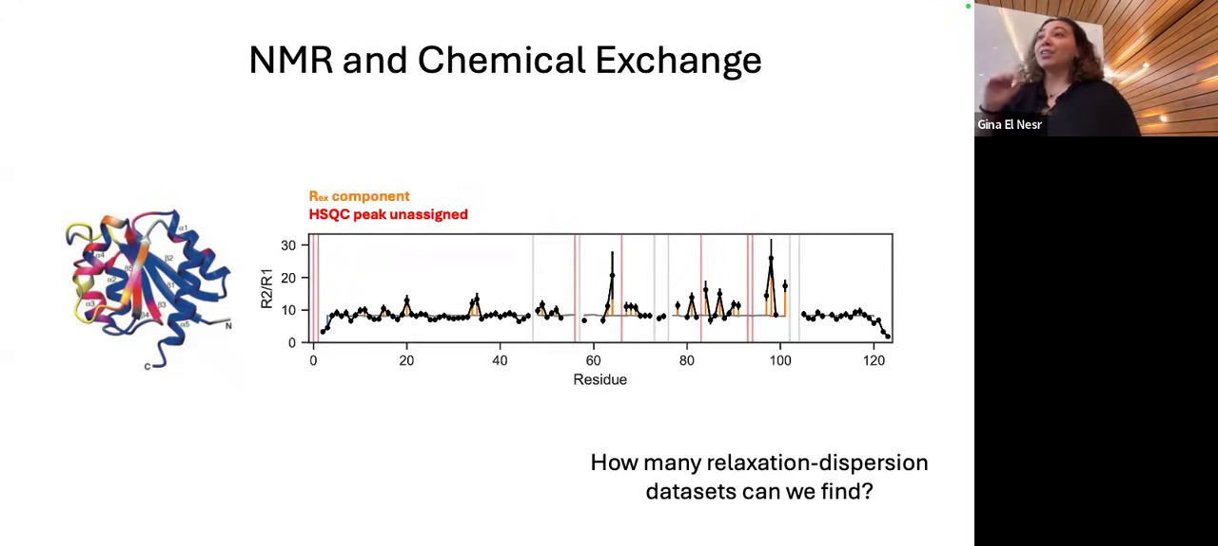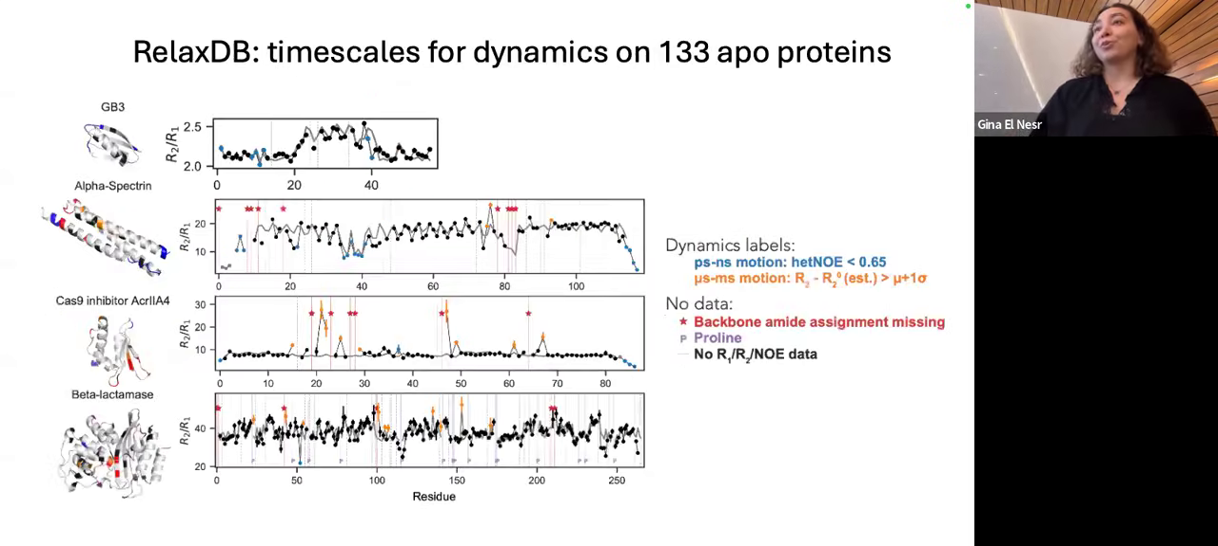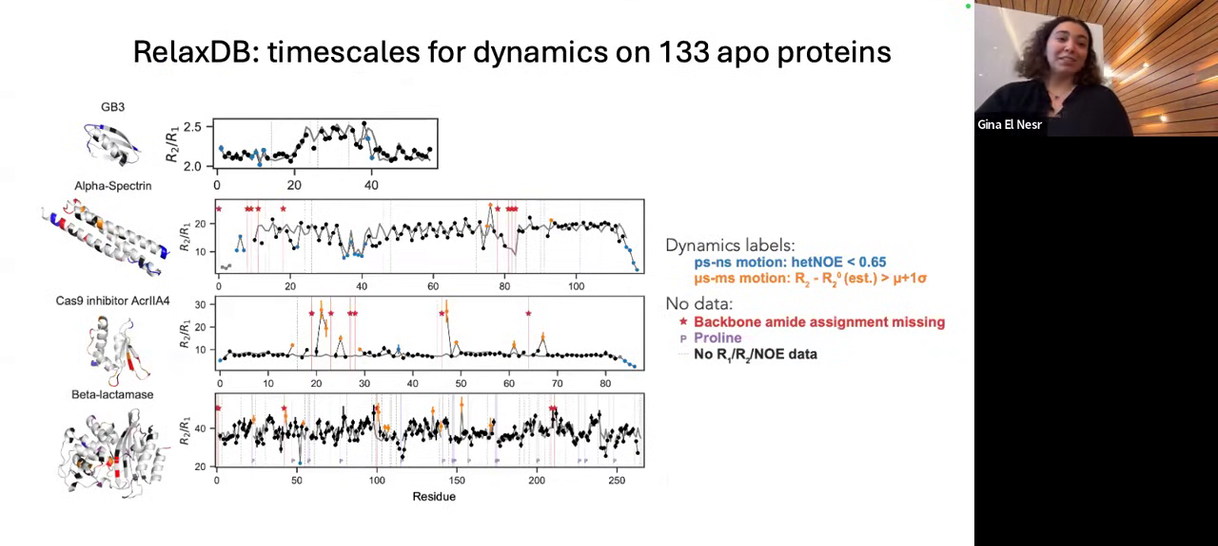And so Hannah, who initiated this project with Dorothy Kern during her postdoc, said, how many relaxation dispersion data sets can we actually find? And so she scoured the literature and emailed a lot of people and was able to get her hands on 133 proteins, and then it became a little bit tedious.